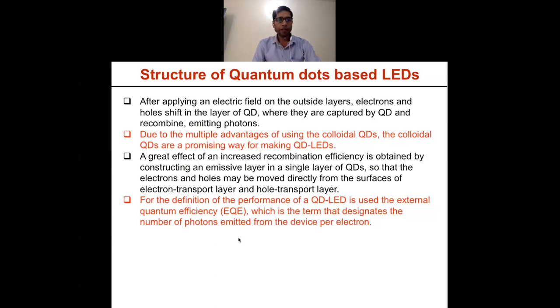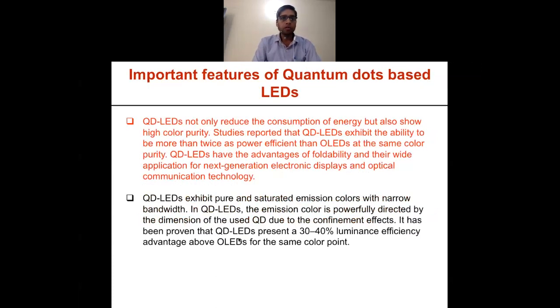The important parameter used in quantum dot based LEDs is the external quantum efficiency, which is basically the ratio of the number of photons emitted to the number of electrons. The important features of quantum dot based LEDs are that they not only reduce the consumption of energy but also show high color purity. Some studies reported that quantum dot LEDs exhibit the ability to be more than twice as power efficient as organic light emitting diodes at the same color purity.